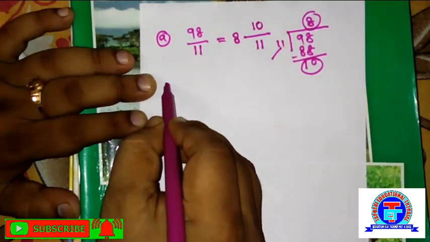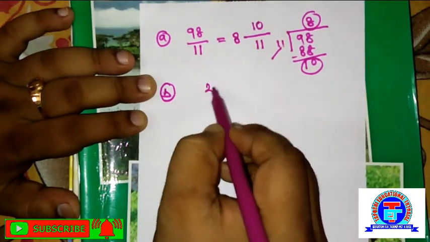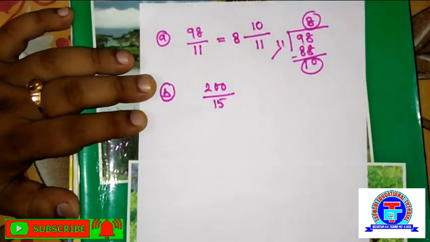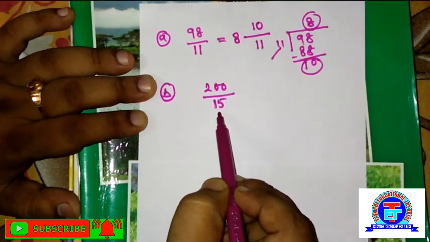Another we solve here by the same method, 200 by 15, right? So here 200 is the numerator and 15 is the denominator.